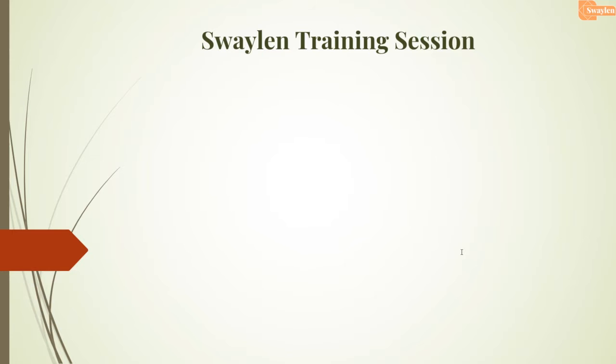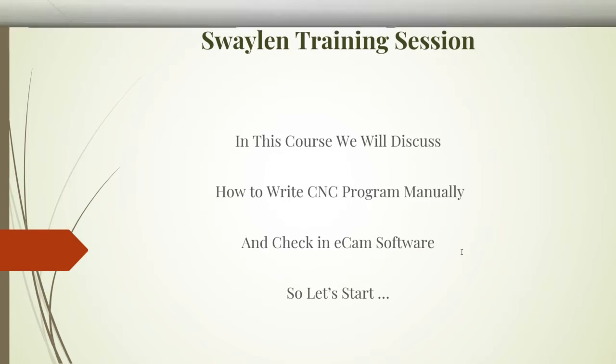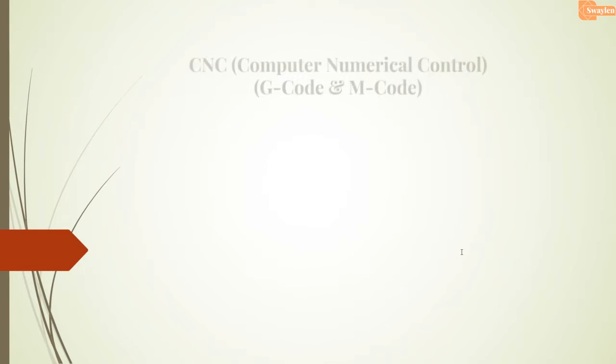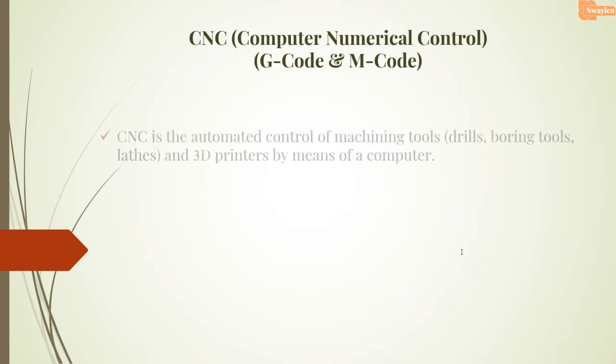Swellen training session. In this course, we will discuss how to write CNC program manually and check in eCAM software. So let's start. CNC means computer numerical control with G code, M code.